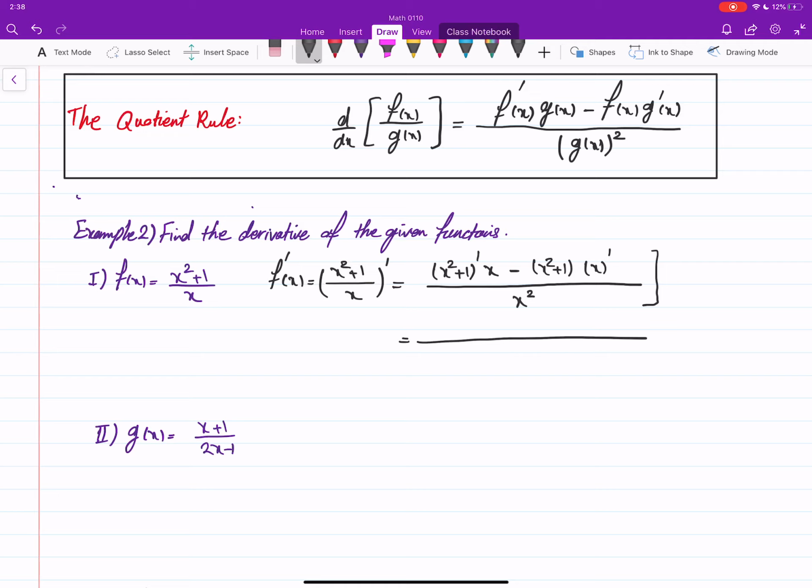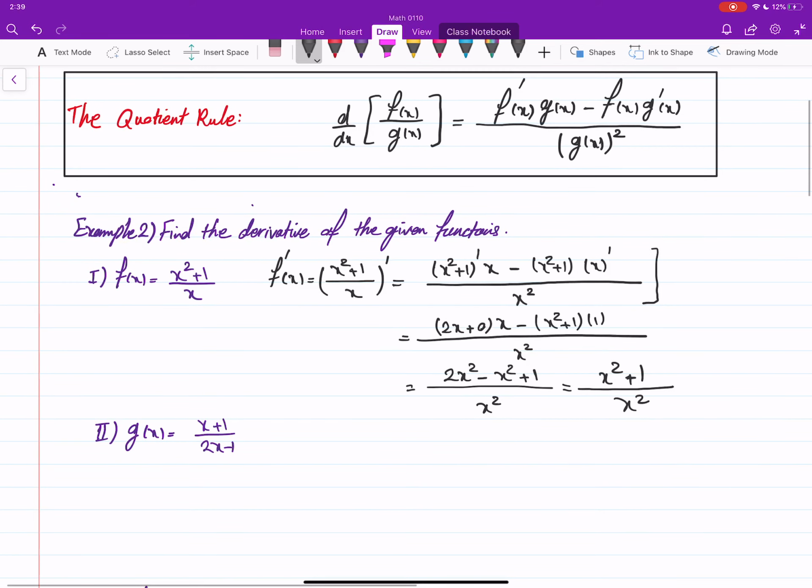The derivative of x squared is 2x. The derivative of 1 is 0, times x, minus the derivative of x, which is 1, over x squared. And that finishes everything for us. 2x times x is 2x squared, minus (x squared plus 1), over x squared. Let me erase the rest. Actually, we can do a little bit more simplification here: x squared minus 1 over x squared. It's an interesting function.